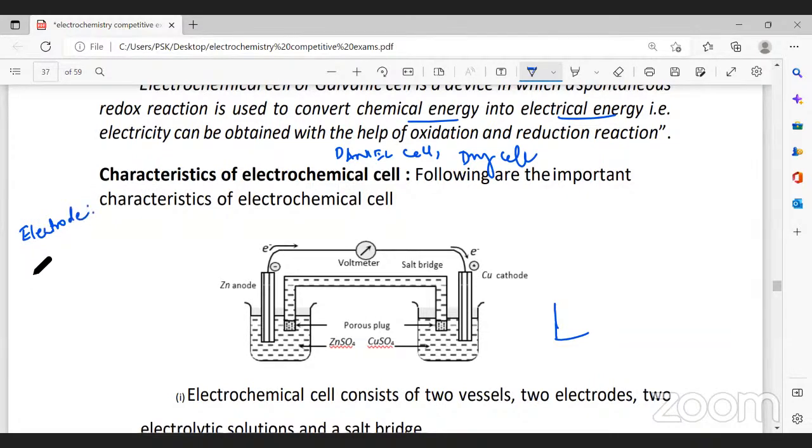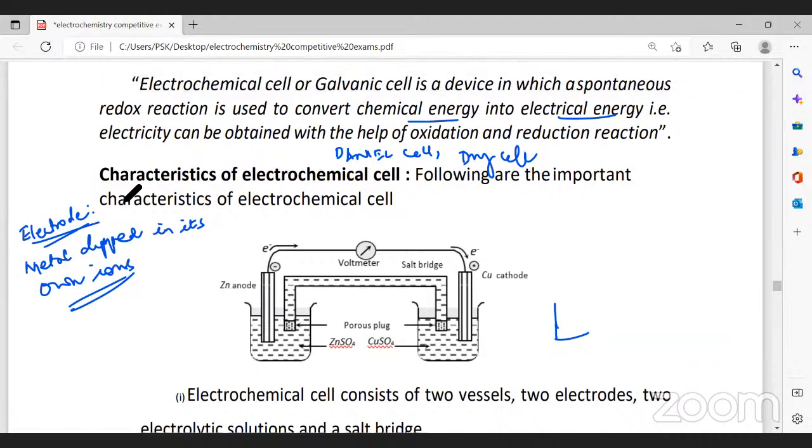Now, what is an electrode? A metal dipped in its own ions is called an electrode. What do you mean by that? For an example, I have a beaker. In this beaker, I have zinc ions. If a zinc rod is dipped here, then this will be called a zinc electrode.